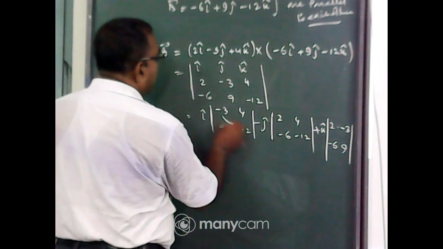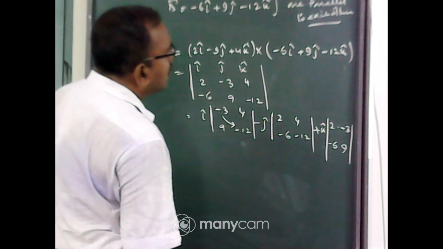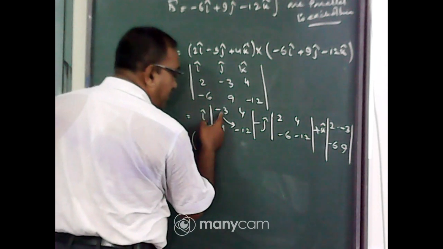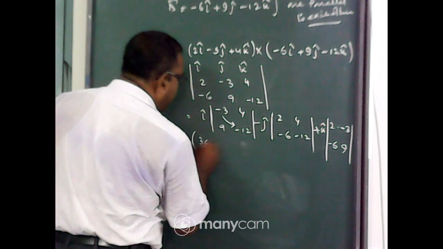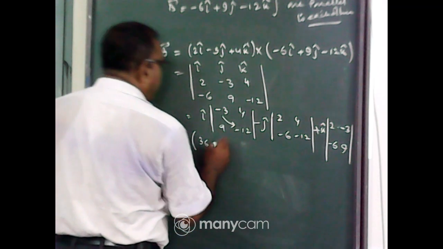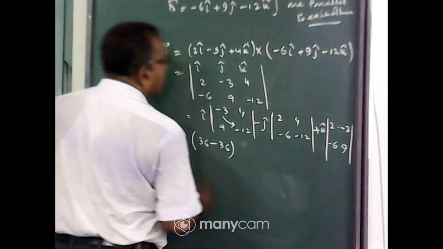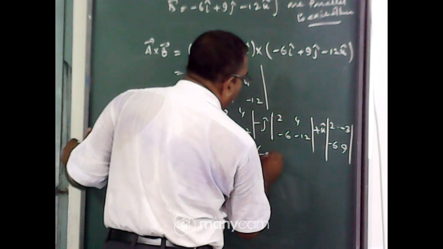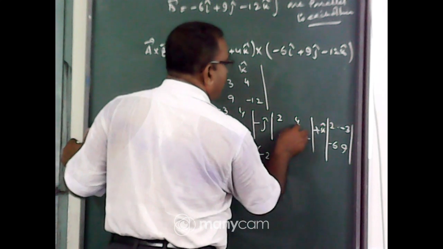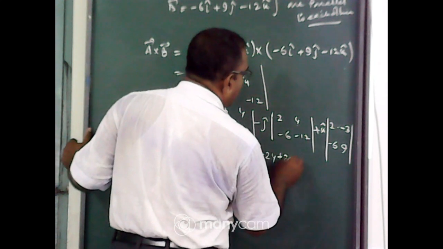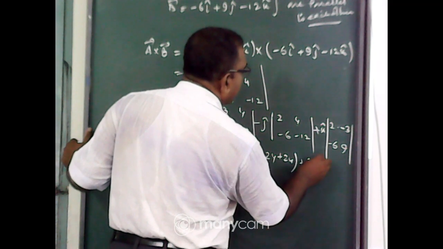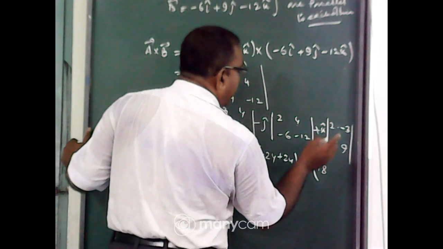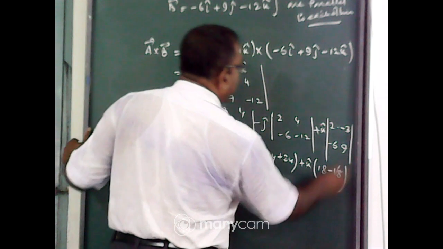So you multiply it, cross this equal to i into minus 3 into minus 12, that is equal to 36. 4 into 9, 36, due to formula minus 36, minus j. 2 into 12, 24, minus 24. 6 into 4, 24, minus 24, minus minus plus 24, plus k. 2 into 9, 18, minus 6 into minus 3, plus 18, due to formula minus it will be minus.